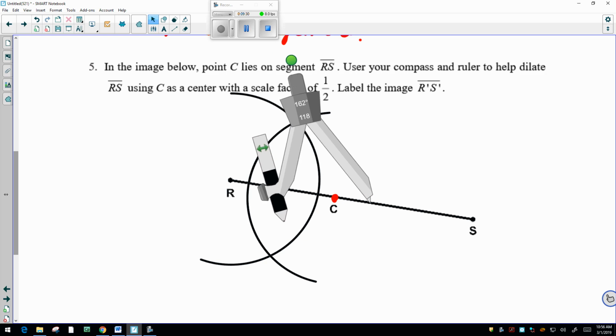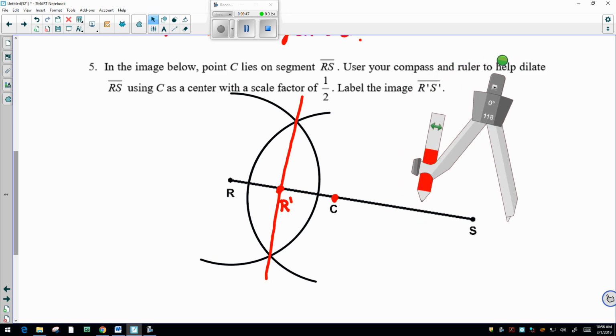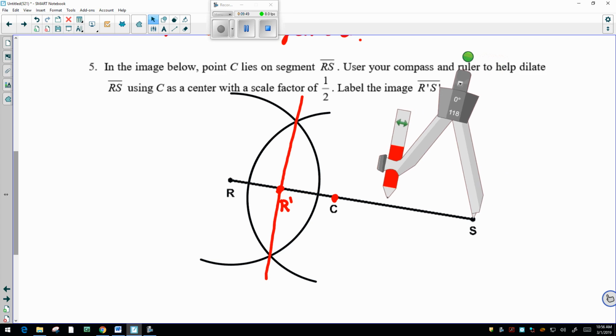And now what we have found here, if I were to connect this with a nice straight line, is that point of intersection. And that point is now showing us where our new R prime is going to be located. Now we have to do this again on the other side for segment CS.